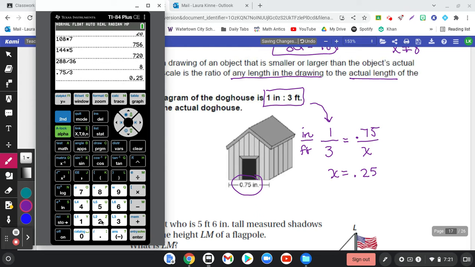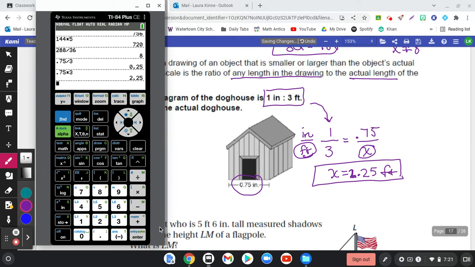Oops, I was going to say that doesn't seem right. 0.75 times 3, we're not dividing. 2.25, that looks better. And x was in the denominator, we were looking for the actual, so it's your feet. Okay? All right.